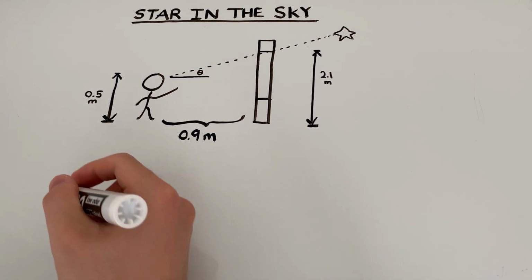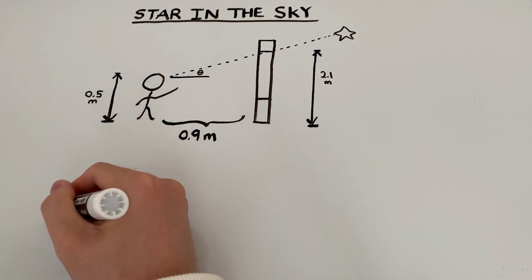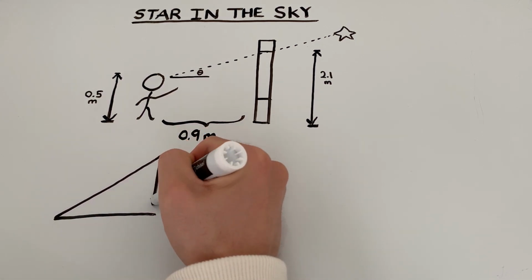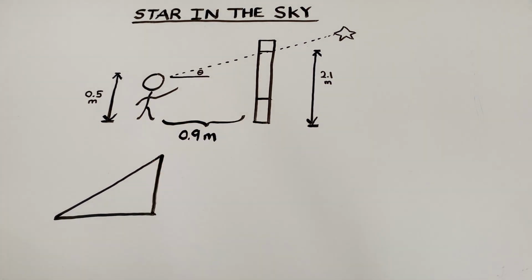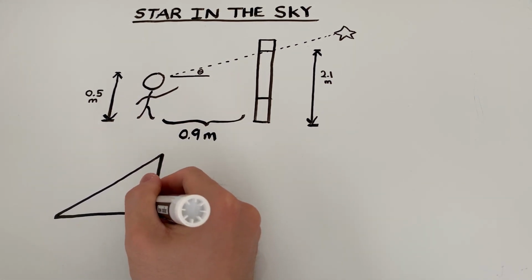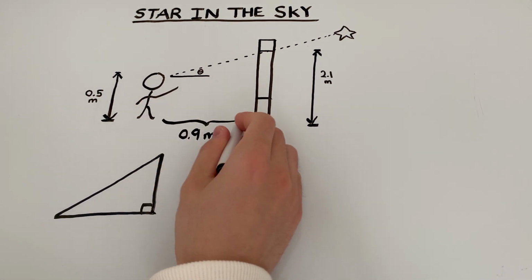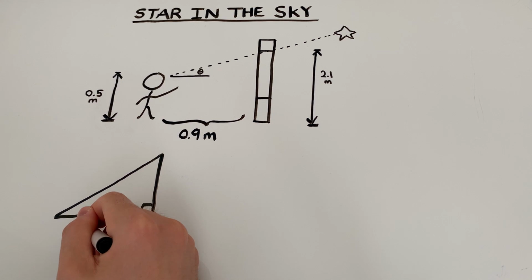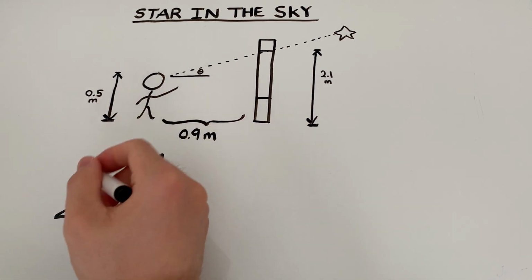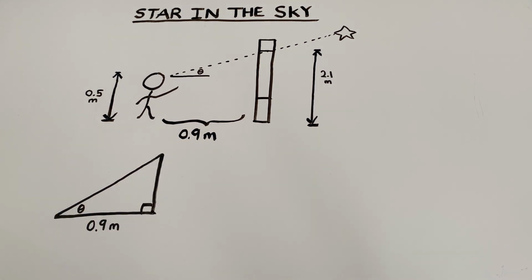So first, we're going to draw our triangle. The child is 0.9 meters away from the window. We need to find the angle of elevation.